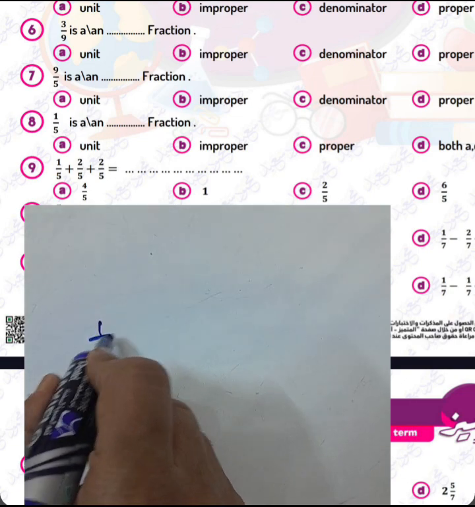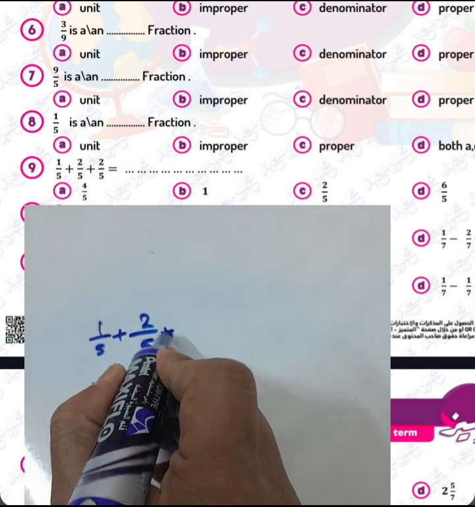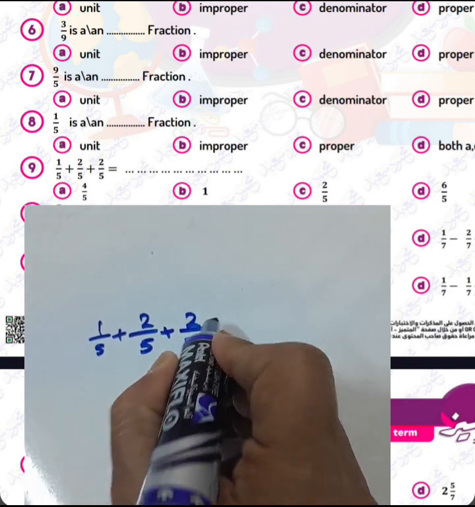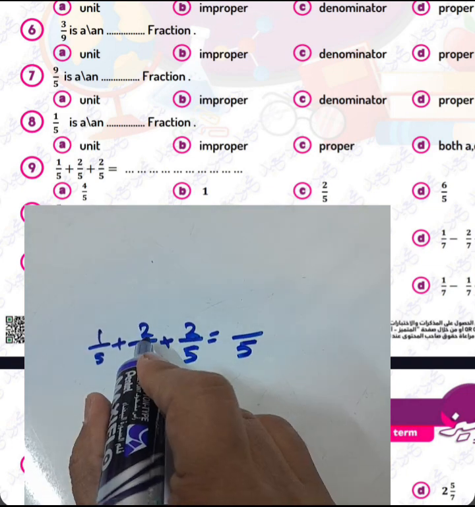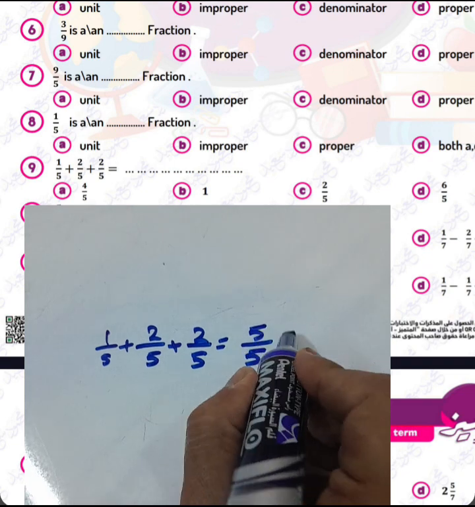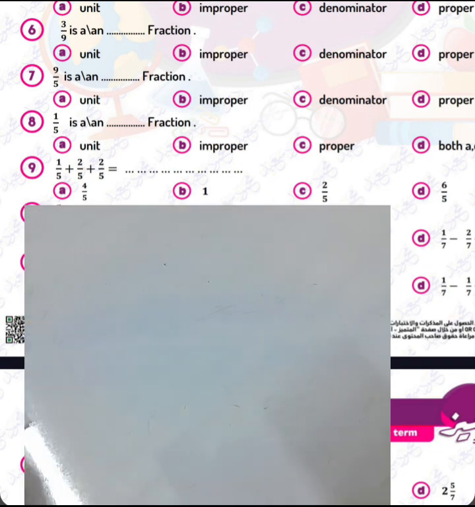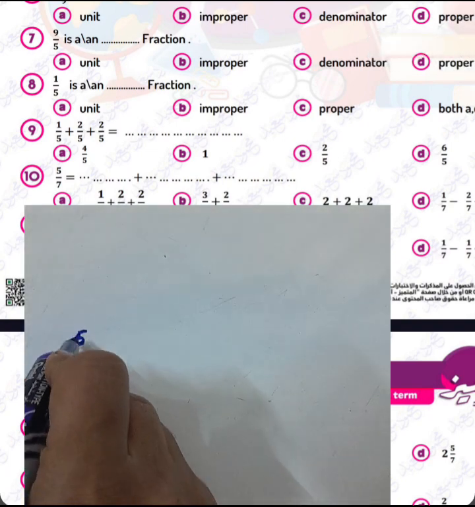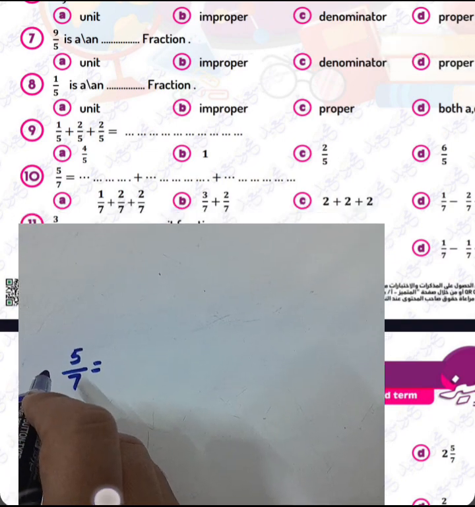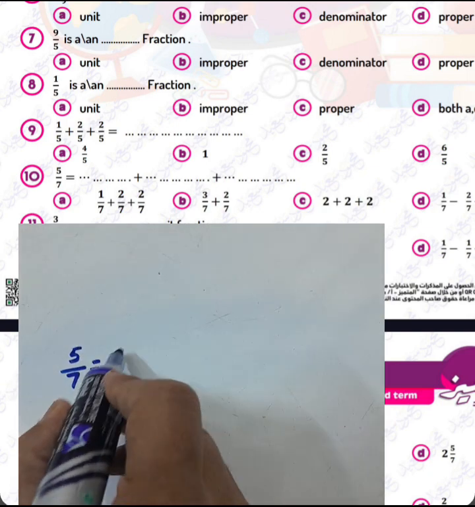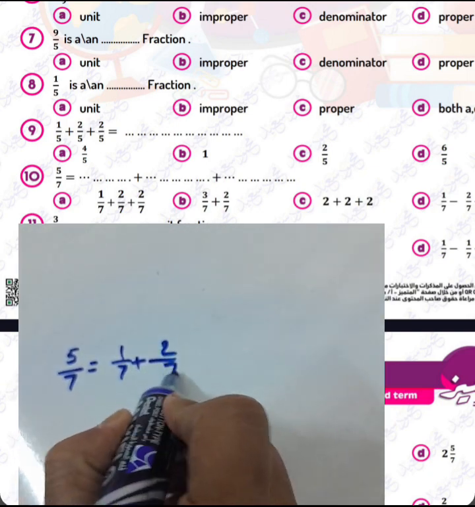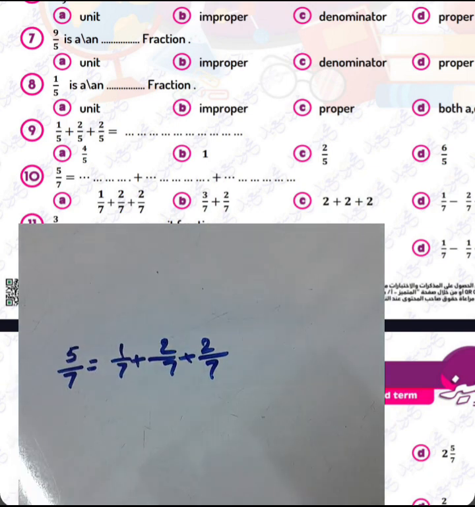1 over 5 plus 2 over 5 plus 2 over 5, we can write 5 in numerator. 2 plus 2 is 4, 4 plus 1 equal 5. Then the result will be 5 over 5, it will be 1. Next example, 5 over 7, we can write it 1 over 7 plus 2 over 7 plus 2 over 7.